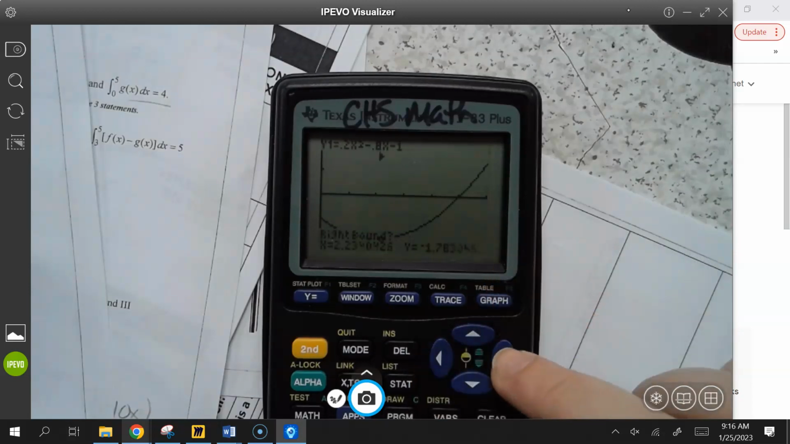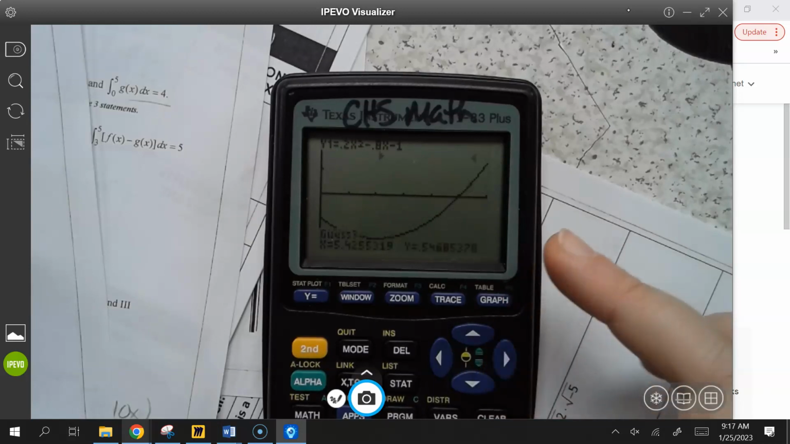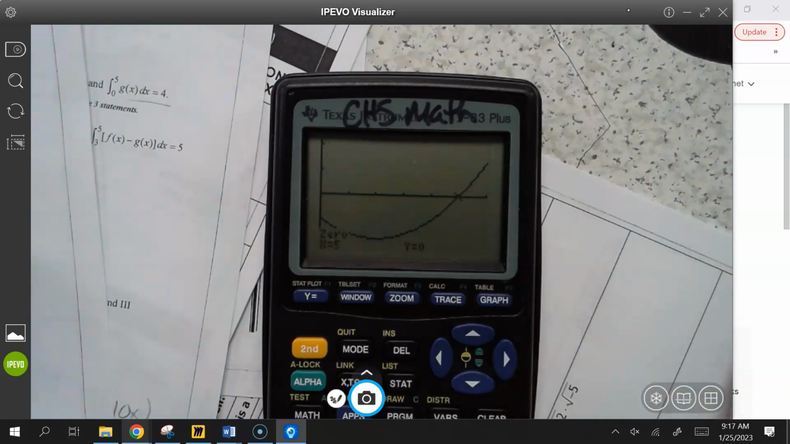Left bound. Right bound. So it crosses at 5.